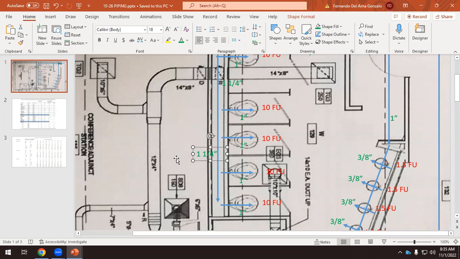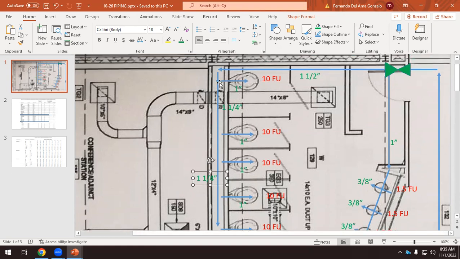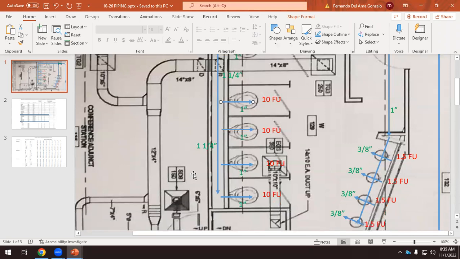Or you can say every single pipe from here to here has to be 1 1/2. From here to here, 1 1/4. From here to here, 1. Plumbers usually don't like this. They prefer to fix this element, and then I have these branches going to the toilet. So probably that would be what I would do if I were the plumber.